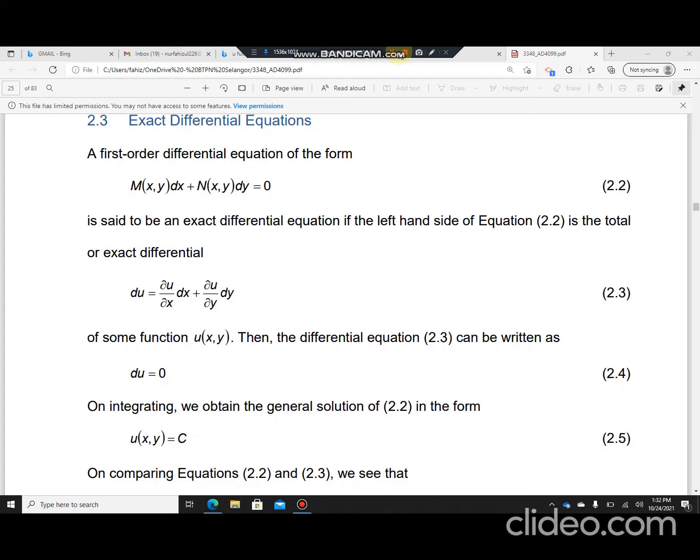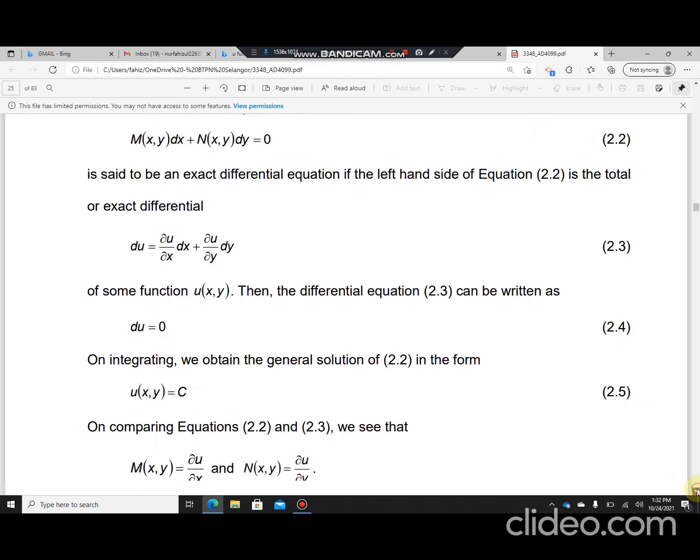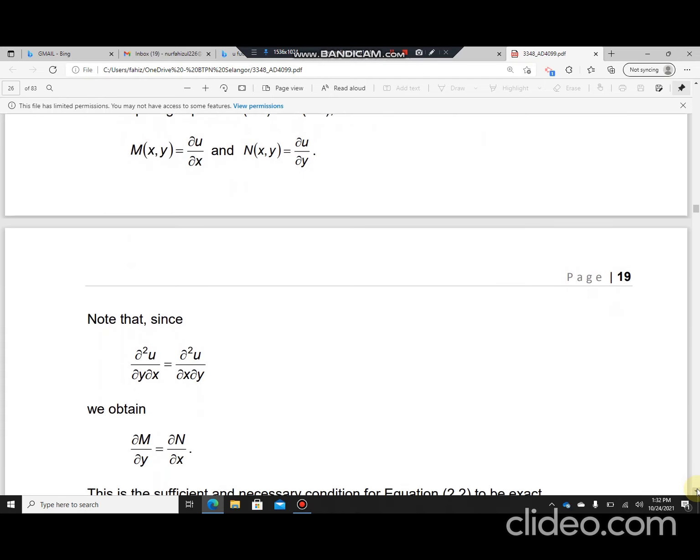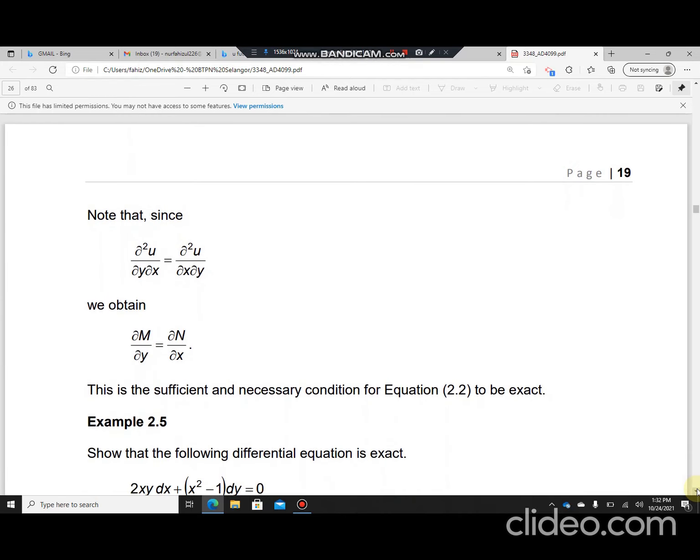On comparing equation 2.2 and 2.3, we see that M(x,y) equals ∂u/∂x and N(x,y) equals ∂u/∂y. Note that since ∂²u/∂y∂x equals ∂²u/∂x∂y, we obtain that ∂M/∂y equals ∂N/∂x. This is the sufficient and necessary condition for equation 2.2 to be an exact differential equation.